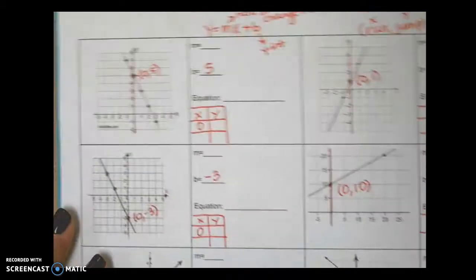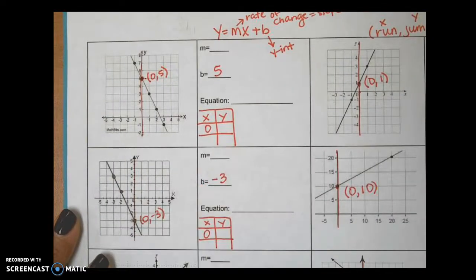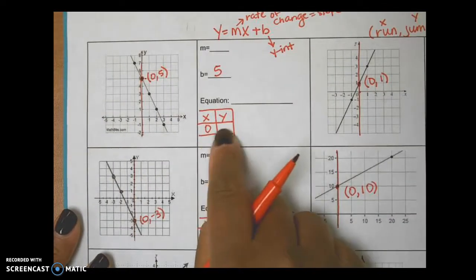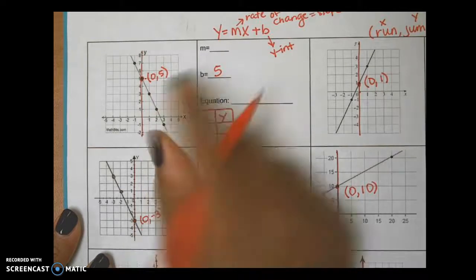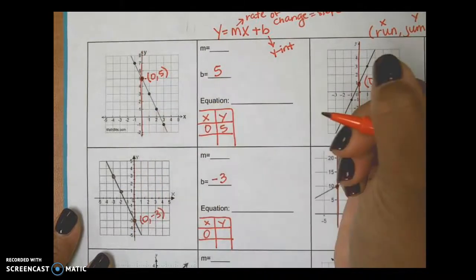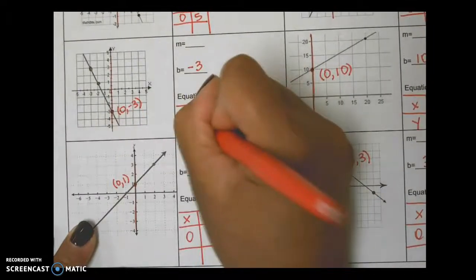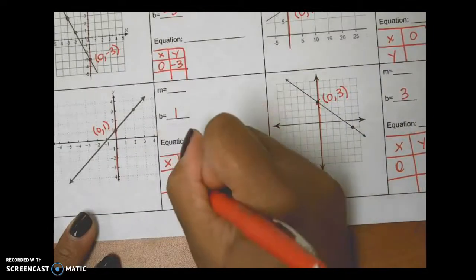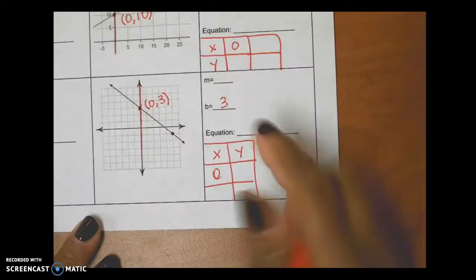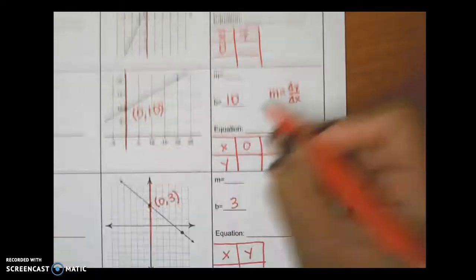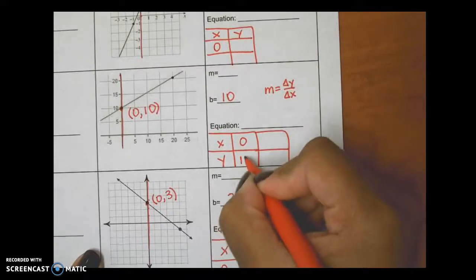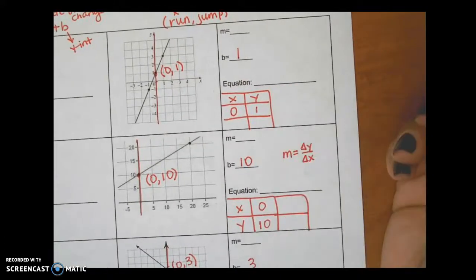Now I need to name a point over here. Oh, first I need to finish naming the first point. So that's 0, 5. 0, 5 goes in my table. 0, negative 3. 0, 1. 0, positive 3. 0, 10. Be careful with this one. And 0, 1.